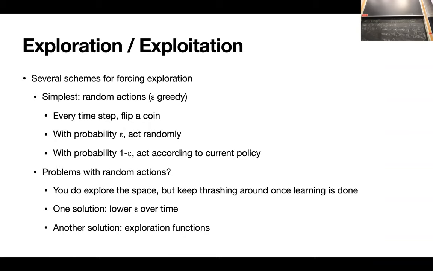There are some problems with this approach. You do explore the space, but we end up thrashing around even once learning is done, and wasting rewards. So one solution is to lower epsilon over time. Initially, early on, we do a lot of random actions, and later on in the game we take fewer of those. Another solution is to use what are called exploration functions.